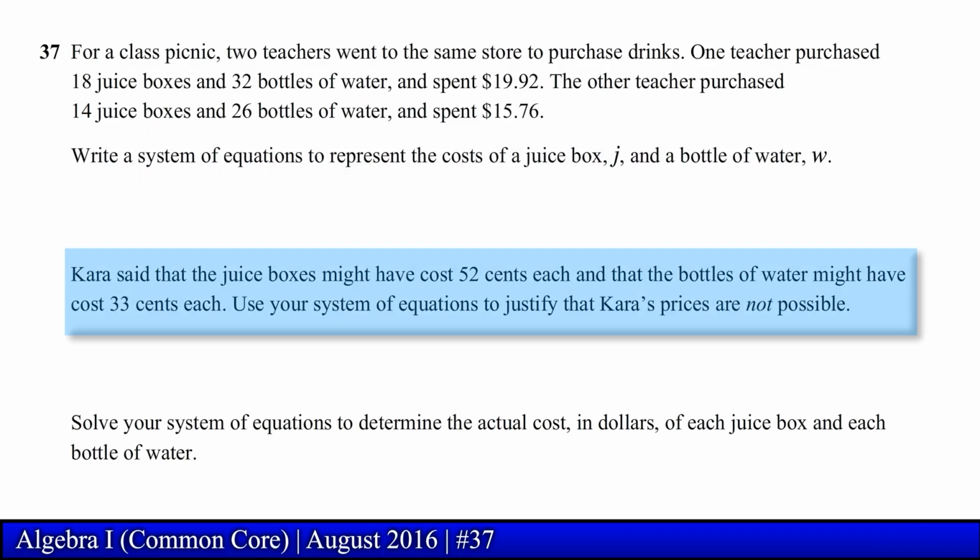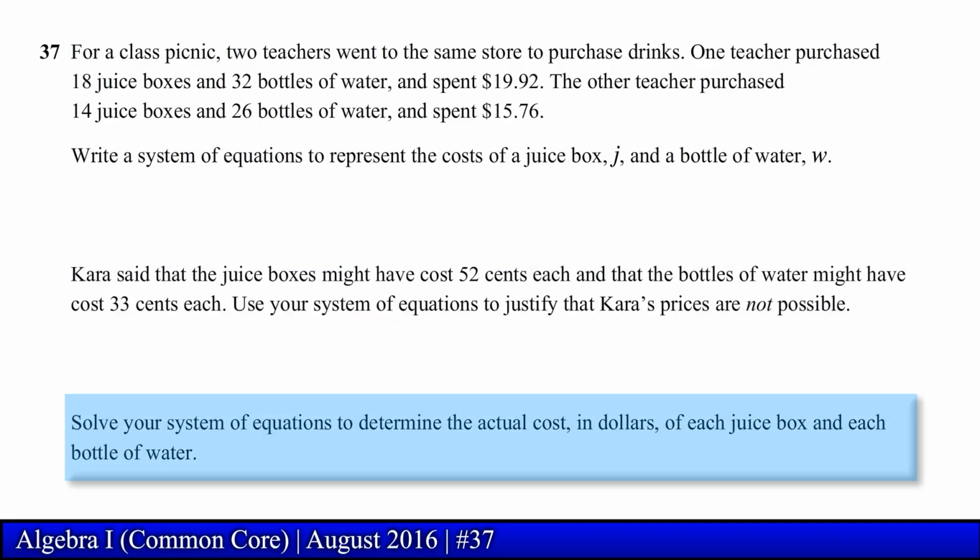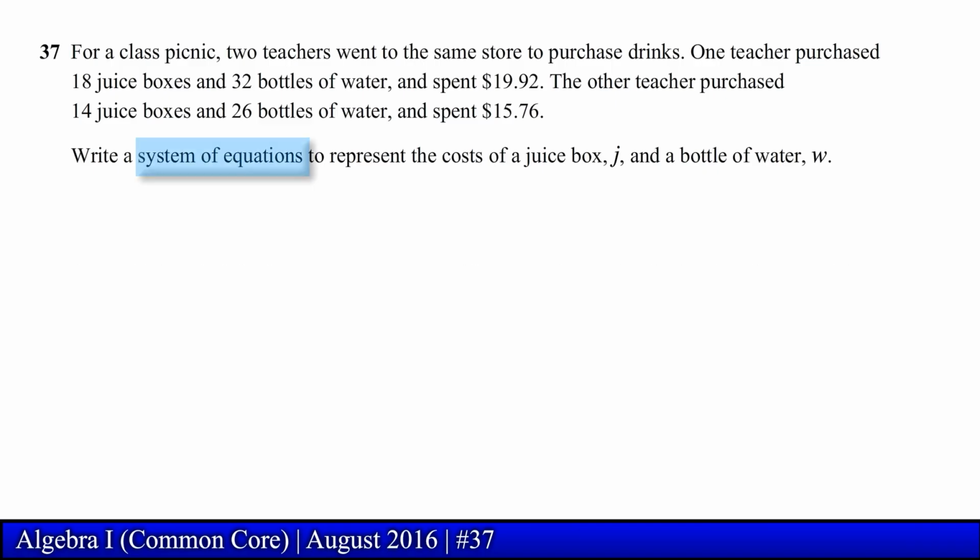We also need to show that a particular price for the item bought is incorrect and not possible. Lastly, we need to solve the system of equations to find the true cost of the items bought. Let's start by writing out the system of equations. Using the facts of the problem, we know that our variables are going to be the price of the juice box, J, and the bottled water, W.